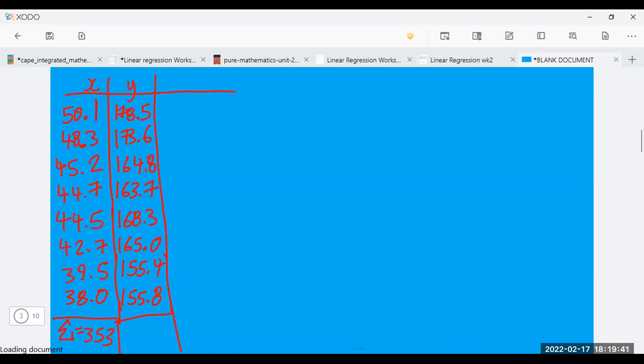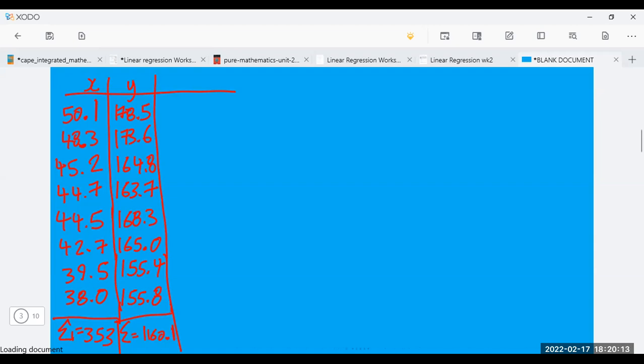All right, in the meantime, let me add the next part now. 178, 163.7, 168.3 plus 155.4 plus 155.8. This one I get the sum is 1160.1. All right, no, I think this is definitely wrong. I doubt these eight would add up to be so low.